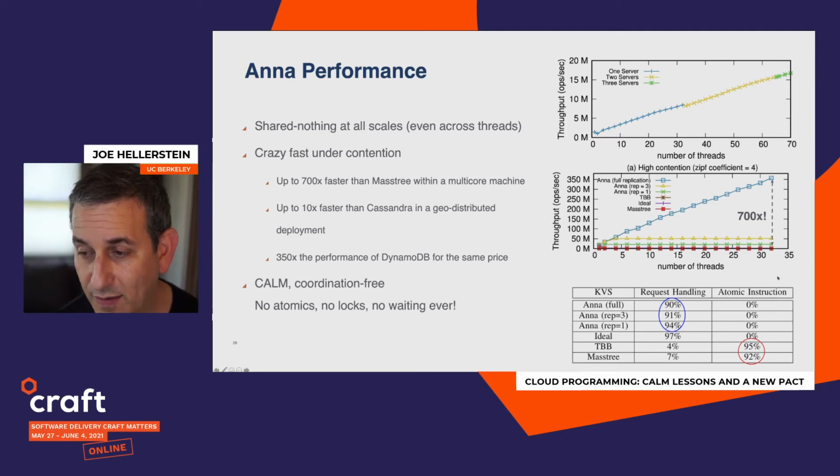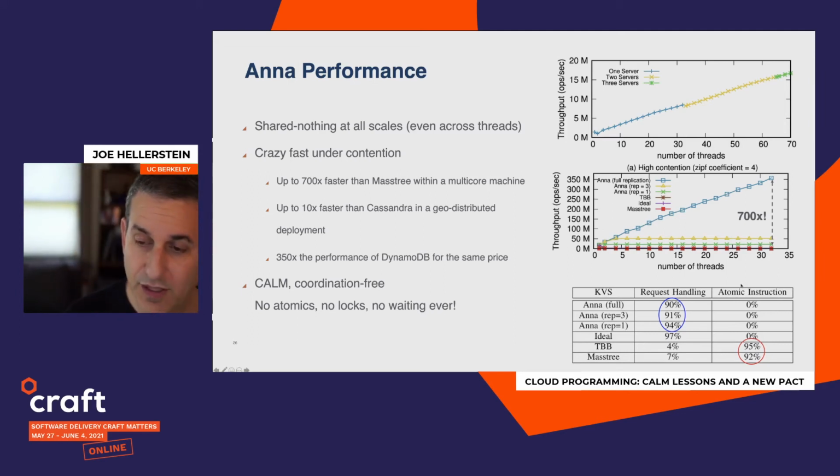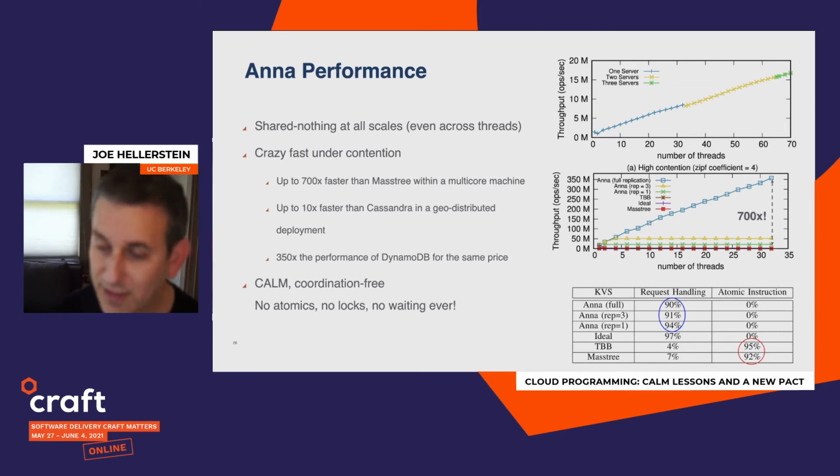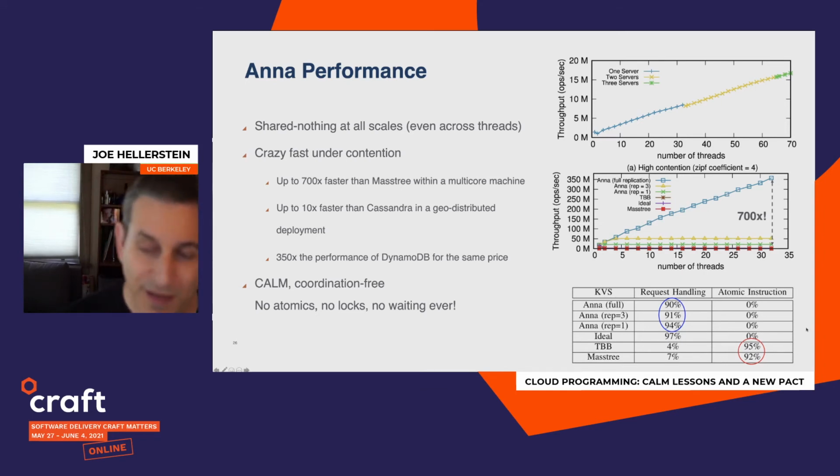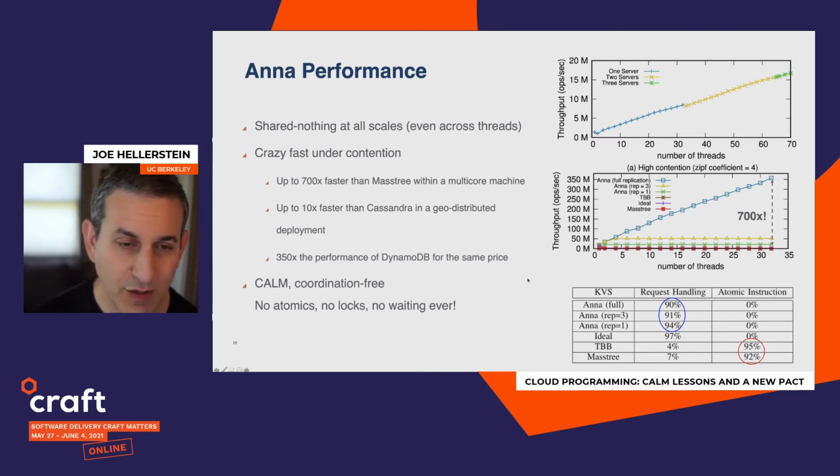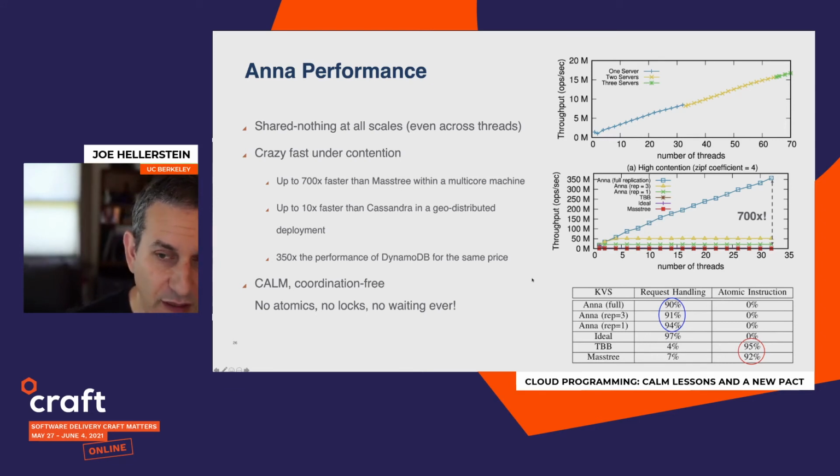When you look at request handling, under contention, Anna is spending 90% of its time or more just handling puts and gets and doing its job. Whereas Masstree, the next fastest system, under contention ends up spending 95% of its time trying to do atomic instructions. Test and set fail, test and set fail, test and set fail over and over. So under contention, Anna just keeps going because it's not coordinating. Traditional systems that do coordination basically spend all their time coordinating and can't move forward. So this is really just James Hamilton's lessons brought to a very fine grain and made very performant.